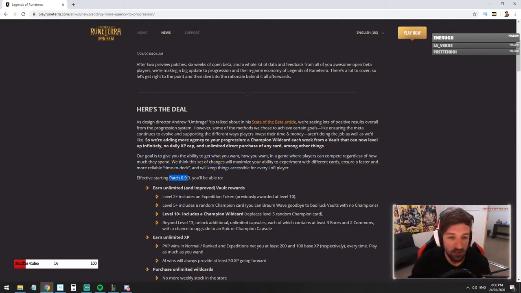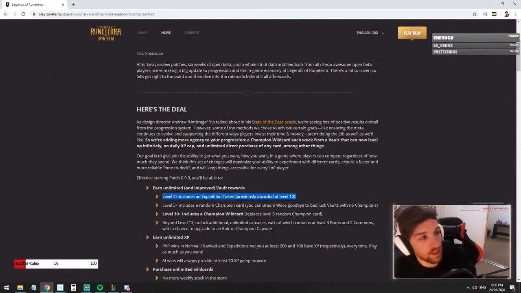Effective starting patch 0.9.3, you'll be able to earn unlimited and improved vault rewards. Level 2 plus includes an expedition token. This is good. I don't think enough people play expedition. Maybe if you give them a token, they will be more incentivized to at least make a deck and then surrender immediately so they can get their champion wildcard, as we'll find out shortly.